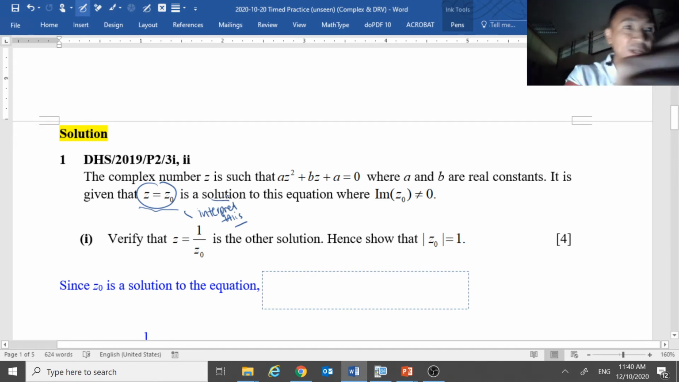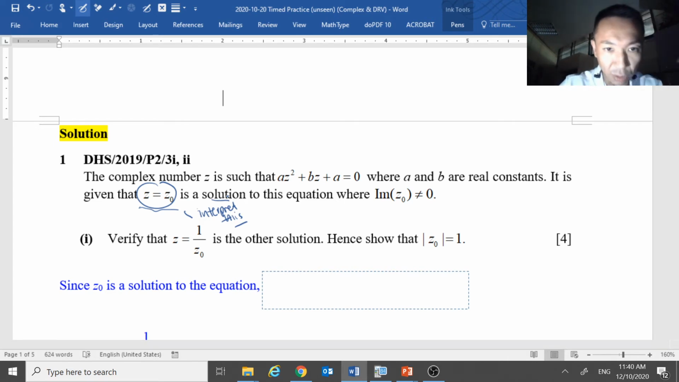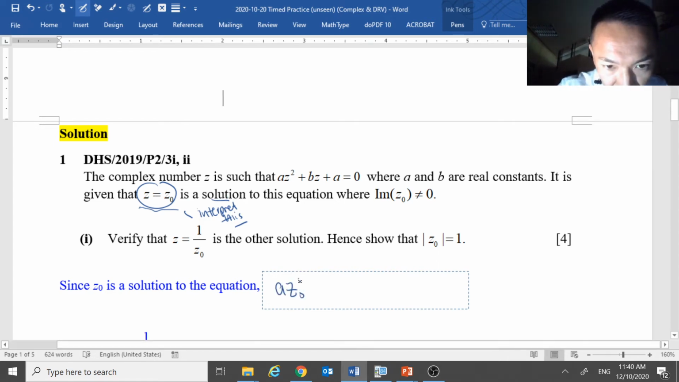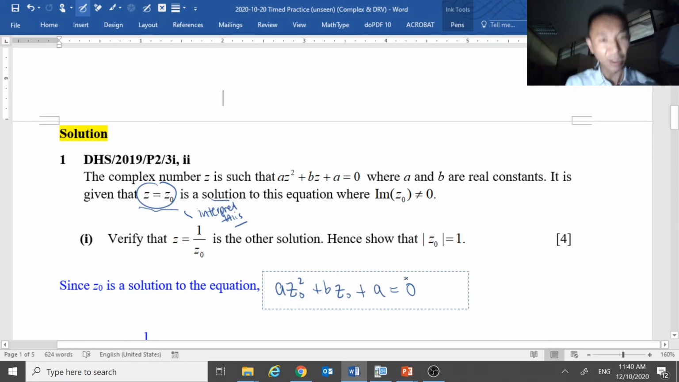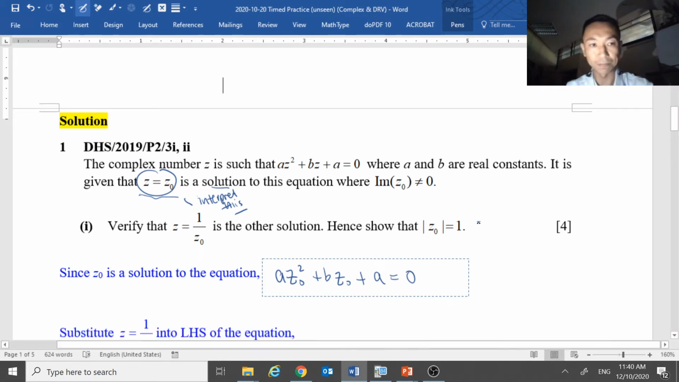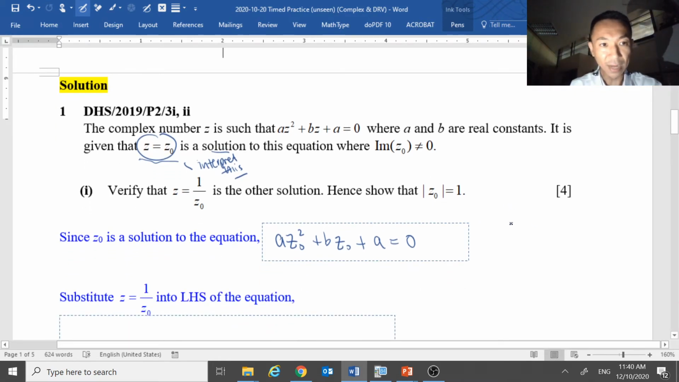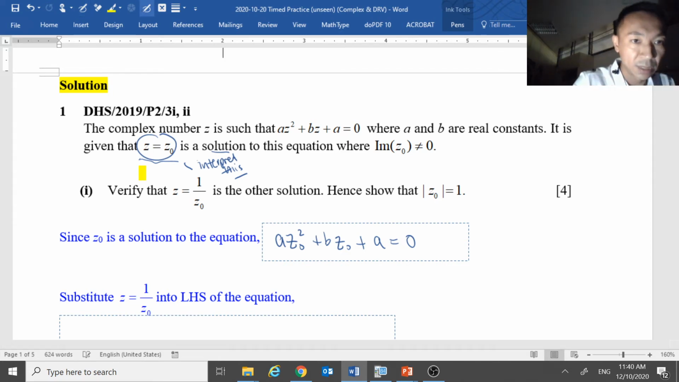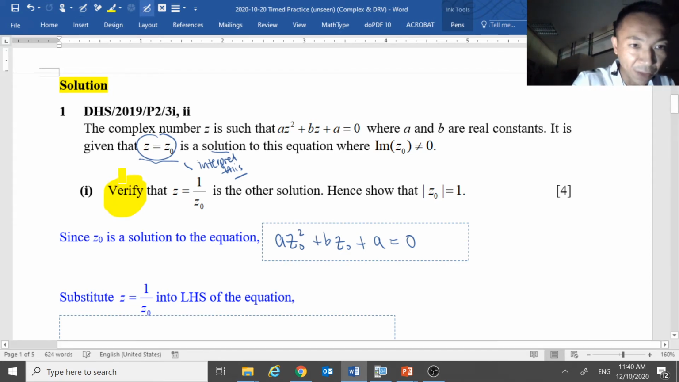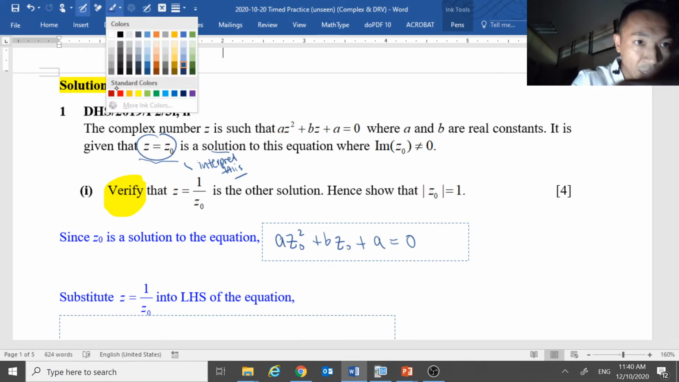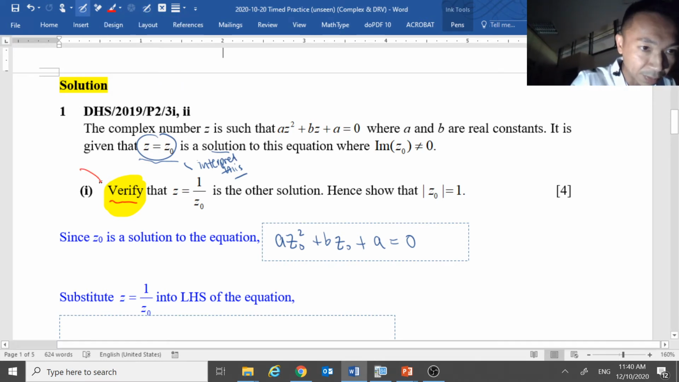Now what I would do first is, since it is a solution, clearly if I substitute z equals z naught, I'll get a z naught squared plus b z naught plus a equals 0. Now we may or may not eventually move on, but at least we interpret it, we write something out. Now, the key word here, exam smart, is verify. I want us to learn this word verify.